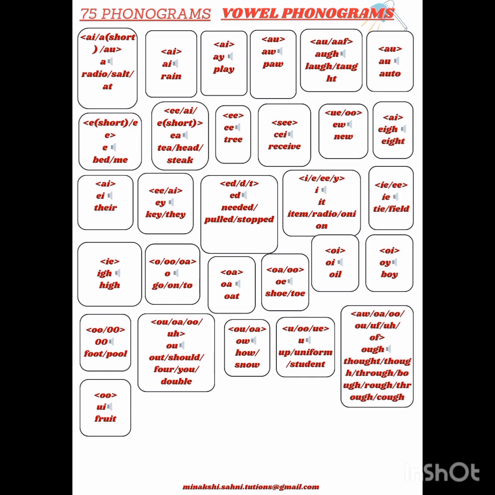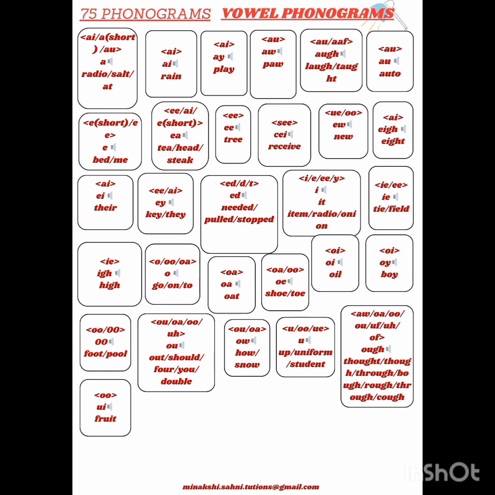Now, a single I can make a long I sound, a short I sound, a y sound, or a long E sound. Okay. So here it is like it, item. It's making a long I sound. Radio. Here it is making a long E sound. Onion. Here a single I is making a y sound.